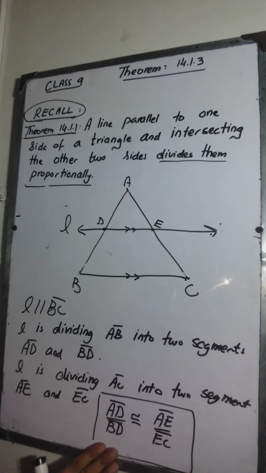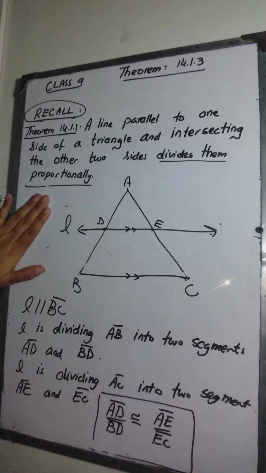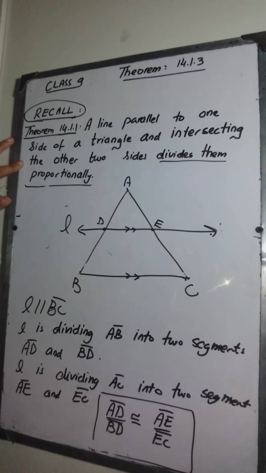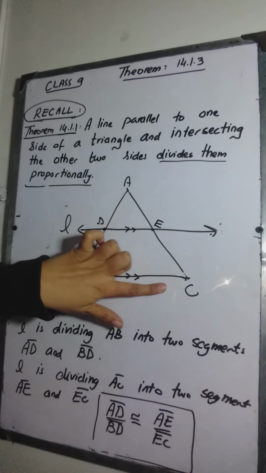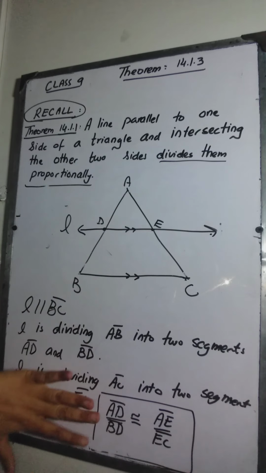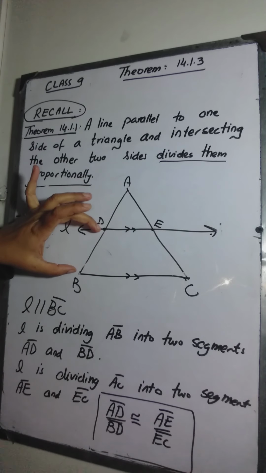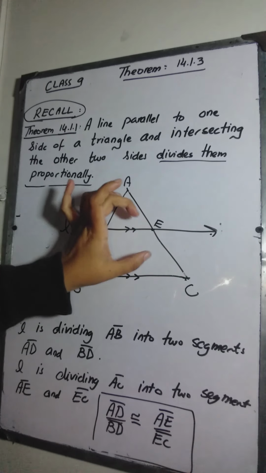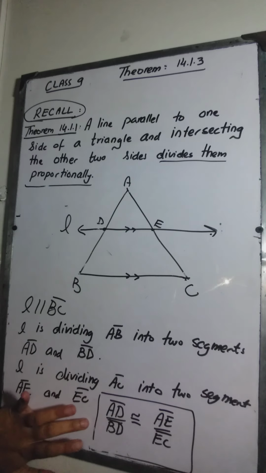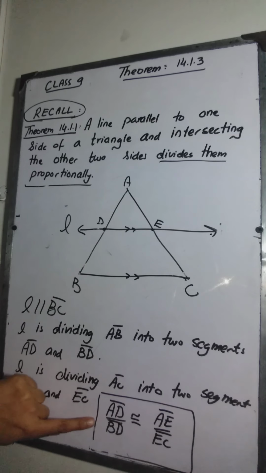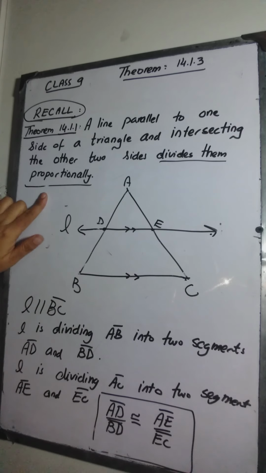We will use this result in our theorem. So let's go to the proof of Theorem 14.1.3. We had to use this result in it. That's why first we made clear this statement, because we are going to use it. We will have a line parallel to one side of the triangle, and in that triangle we are going to write that the ratio between these two segments will be equal to the ratio between these segments. This is the result that we are going to use in the proof of Theorem 14.1.3. So let us start the theorem.